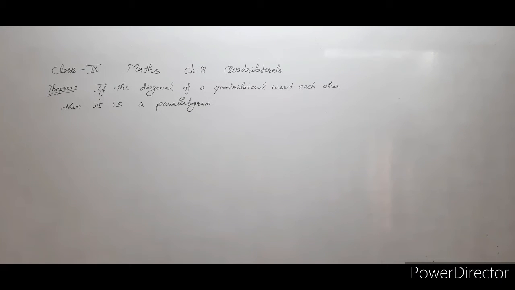Hello students, in class 9th maths chapter number 8 quadrilaterals, we are on some properties of parallelogram, in which some properties we proved according to the theorem, like in a parallelogram opposite sides are parallel and equal, opposite angles are also equal, adjacent angles are supplementary, and we also studied that if opposite angles are equal, then a quadrilateral is a parallelogram.